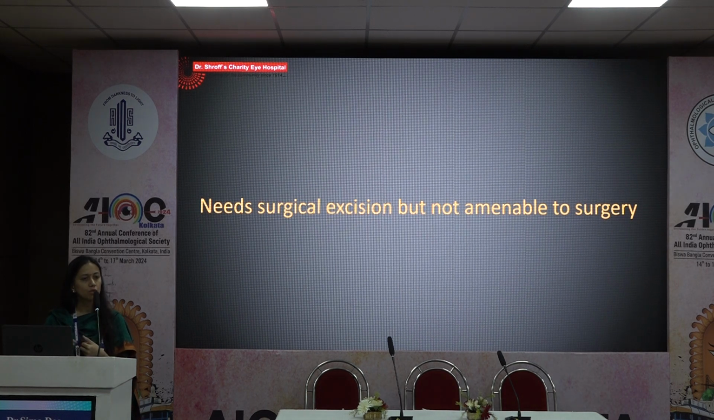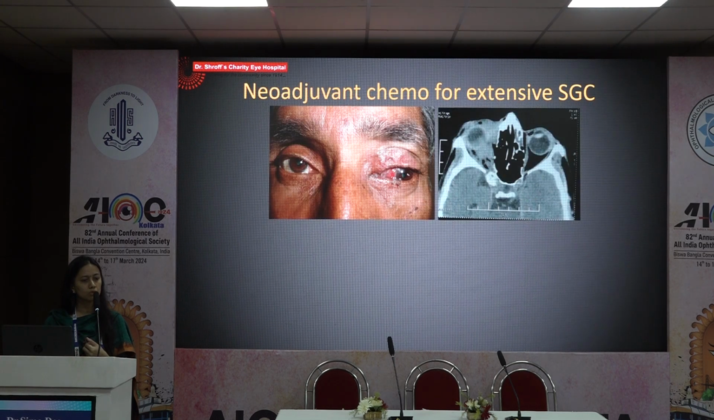Now, there are situations where we know the patient needs a surgical excision, but the lesion is so big that these are not amenable to surgery. Now, this was a biopsy-proven sebaceous gland carcinoma which has gone from the eyelid to the orbit, and if you see the extent, it is going right till the posterior orbit. There is no way you can excise this lesion even if you do an exenteration and get a clear margin. So what do we do in those situations?